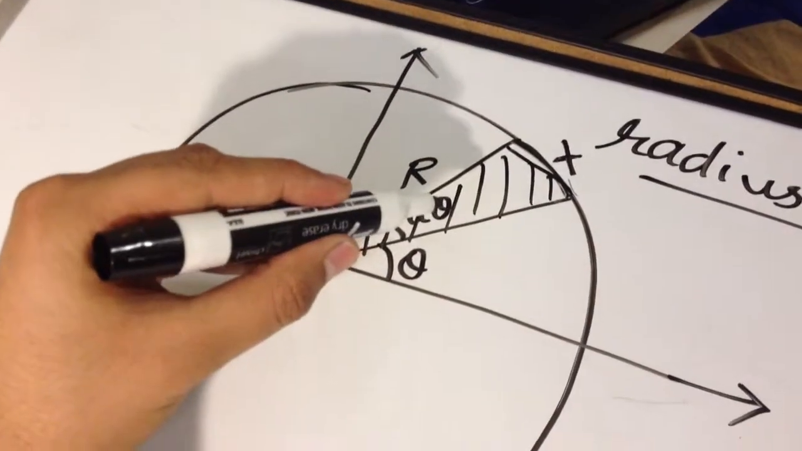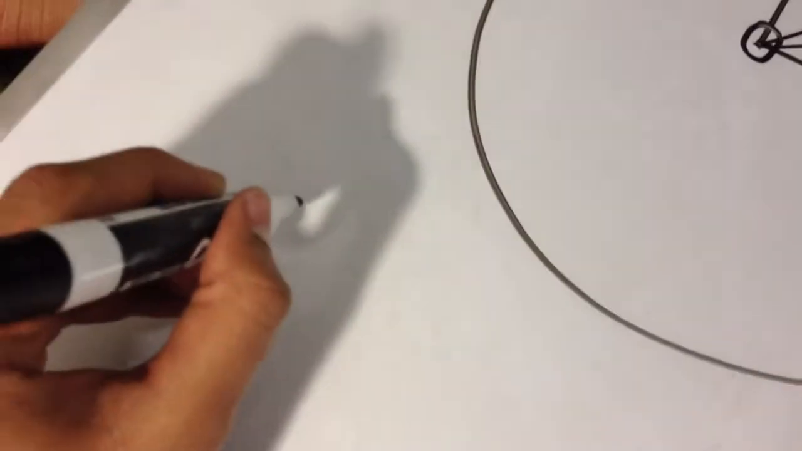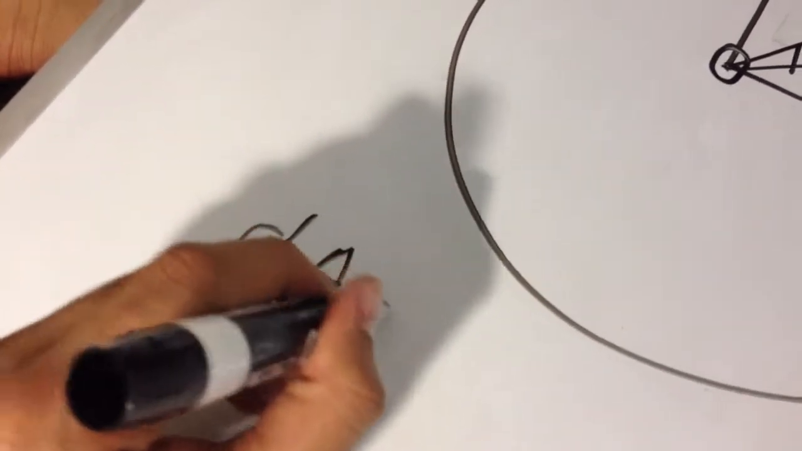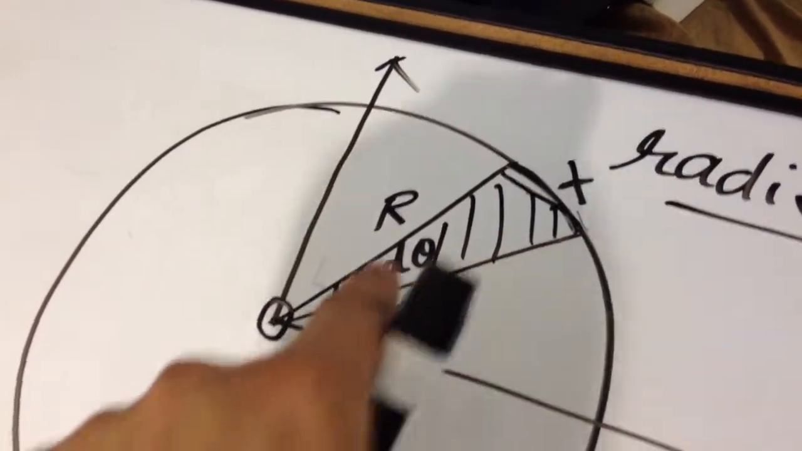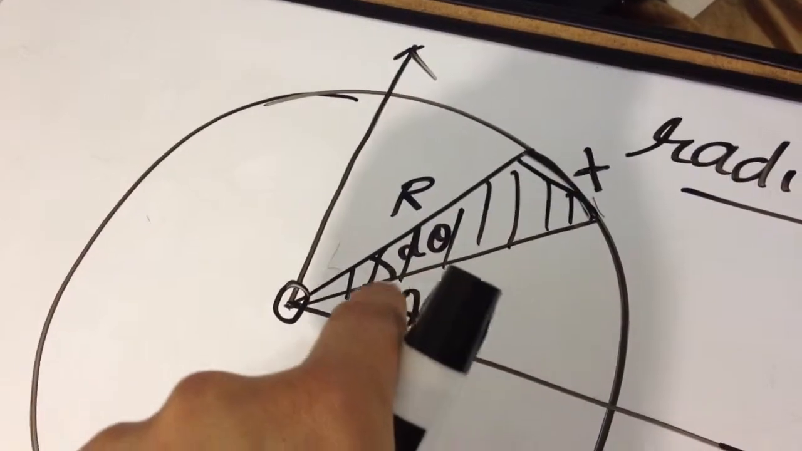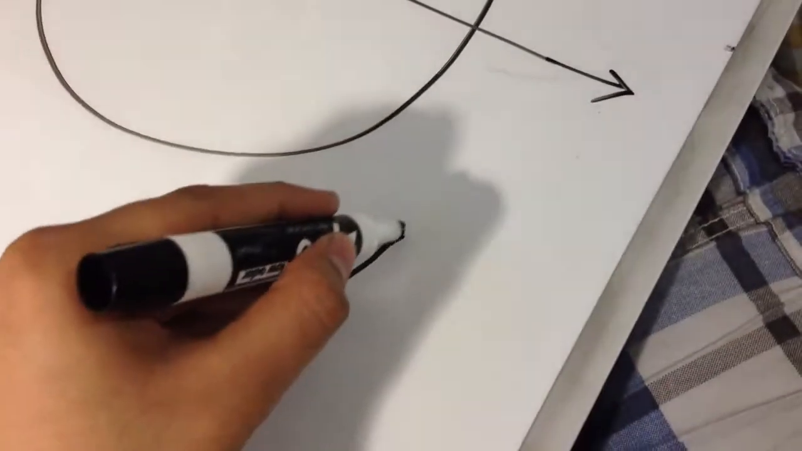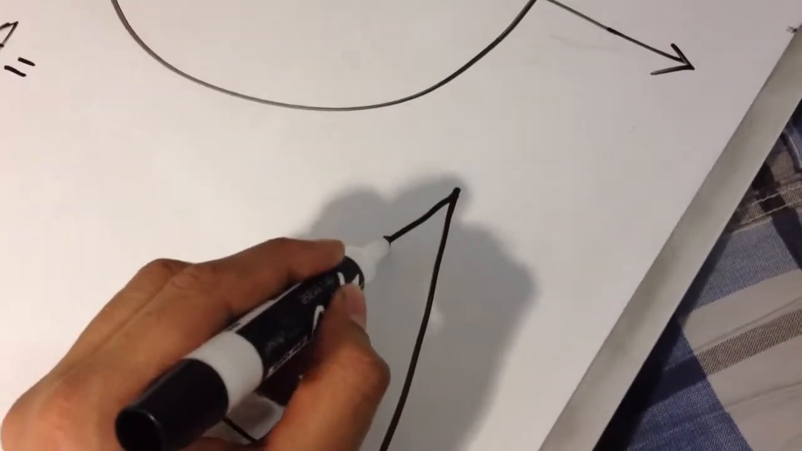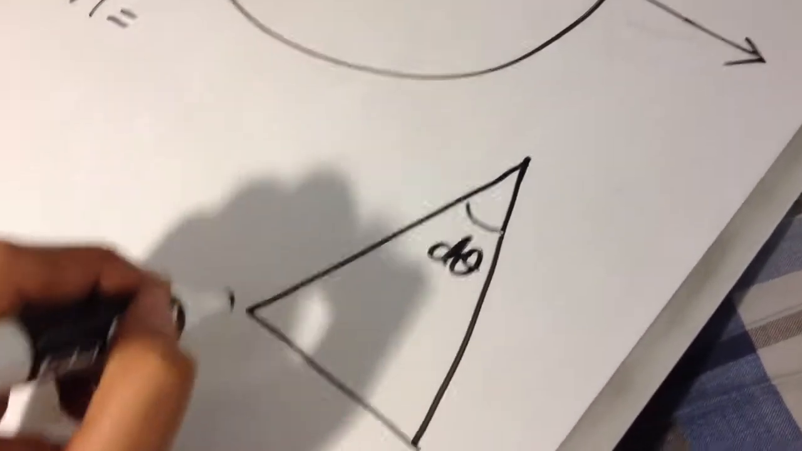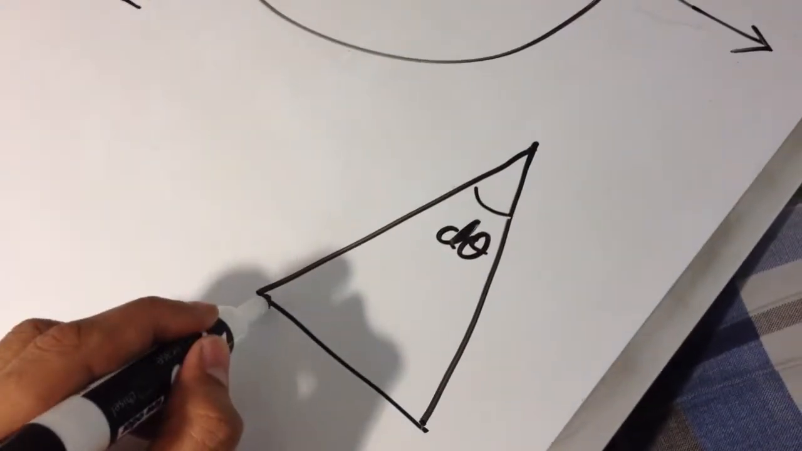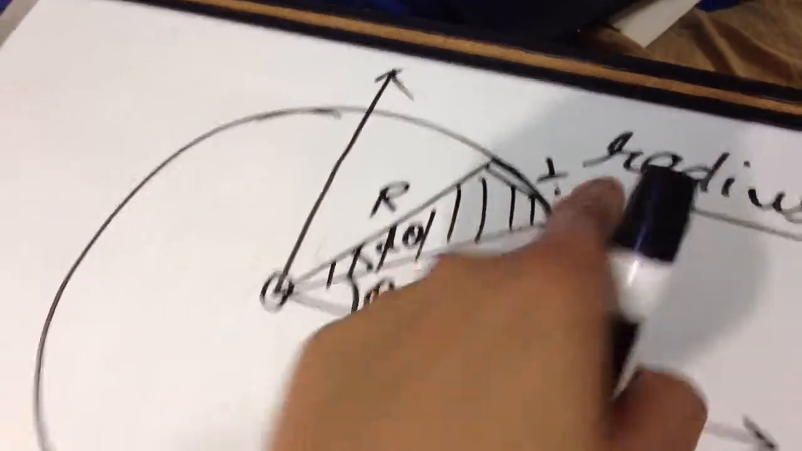So I need to know the area of this small strip, right? And I'm gonna write that down as dA, and that area can be obtained by considering this strip as a triangle because the area is pretty small. So for this triangle that has an angle d theta over here, this is the arc length, and the arc length is shown by x.